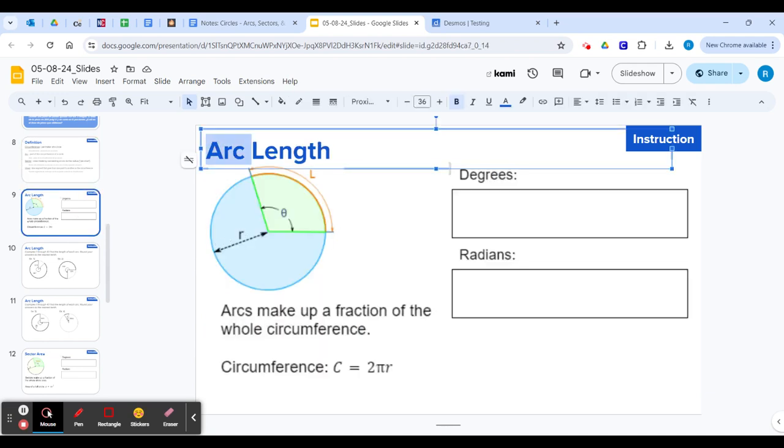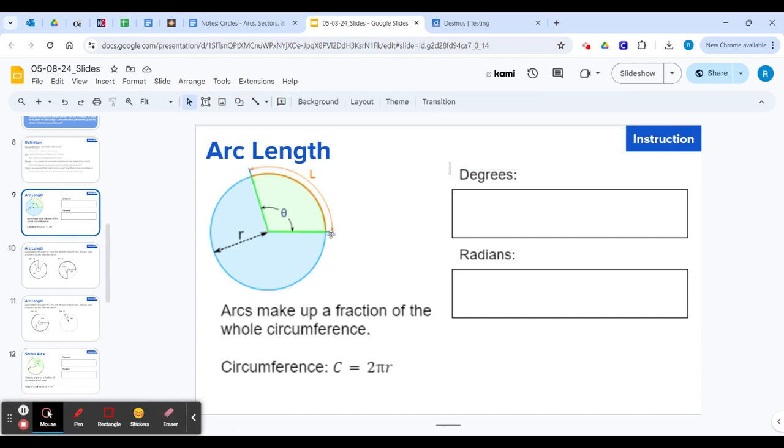So first off, dealing with arc length, here's a visual of what the arc looks like. And this arc length is going to be this length here, like the crust of our pizza or the crust of our pie. Okay, so that's what an arc looks like. And since it's only going around a fraction of our circle, it is just going to be derived from a fraction of the circle itself.